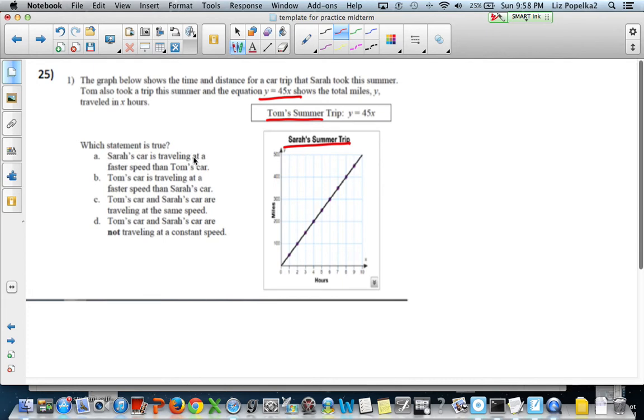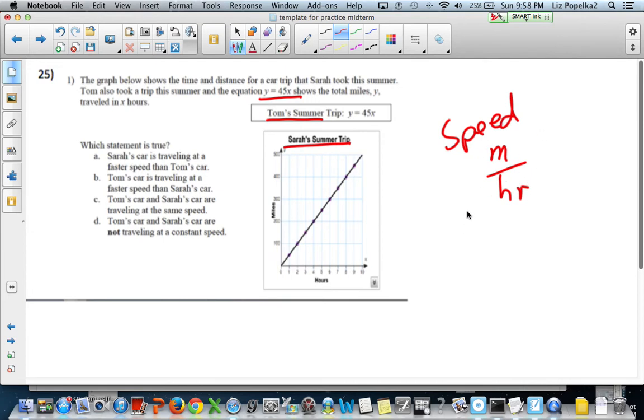Sarah's car is traveling at a faster speed than Tom's. Okay, that speed is going to be miles per hour. In other words, how many miles are they traveling per hour? So we need to figure out each person's rate of change. That means every hour, how many miles did they travel?